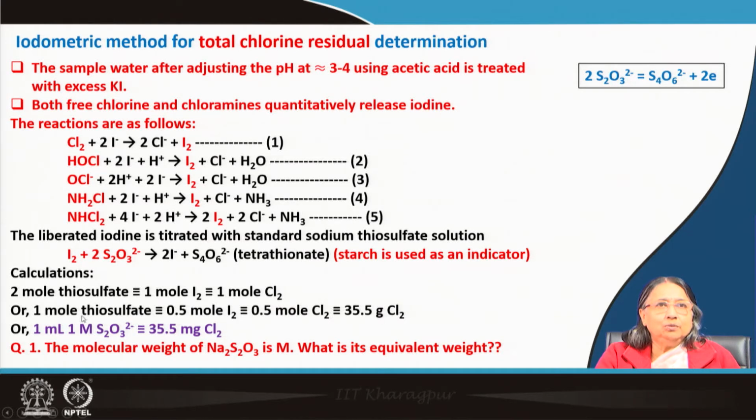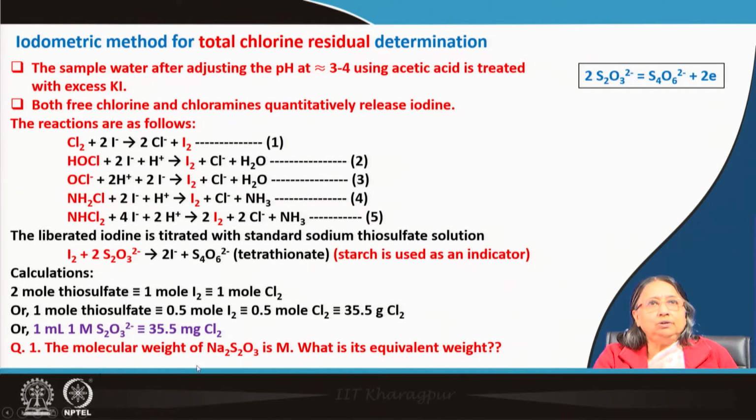So, 35.5 gram of chlorine. So, 1 mole of thiosulphate, meaning 1 milliliter of 1 molar thiosulphate, is equivalent to 35.5 milligram, because 1 mole of thiosulphate means 1000 milliliter of 1 molar thiosulphate, but we are taking 1 milliliter. So, here it is becoming milligram, gram to milligram. Now, the question is coming. This is the basis of the calculation.